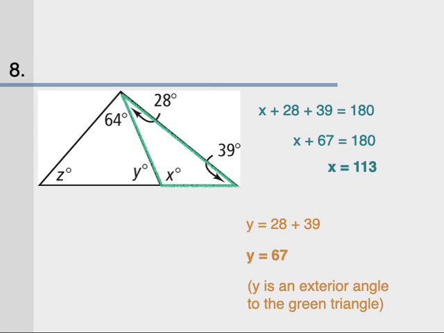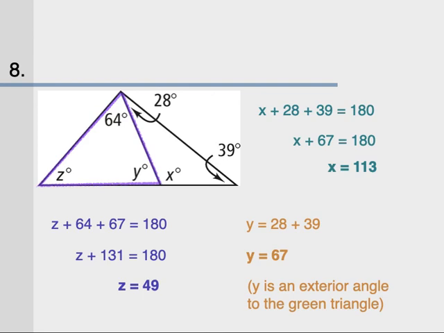Now solve for z. Now that you know that y is really 67, you could say z plus 64 plus 67 equals 180 for that left triangle. Add your like terms and isolate z. Z equals 49.